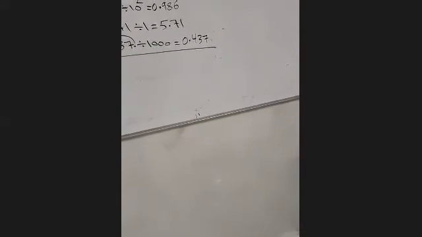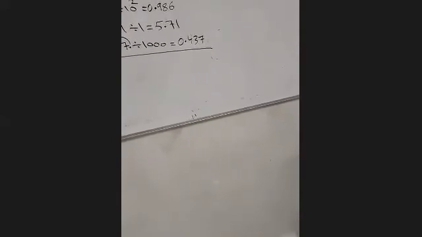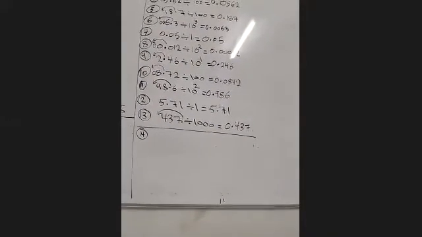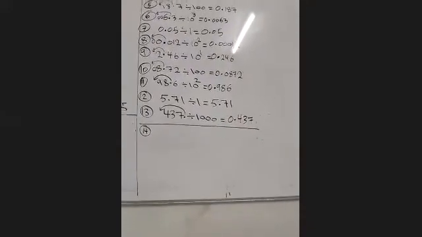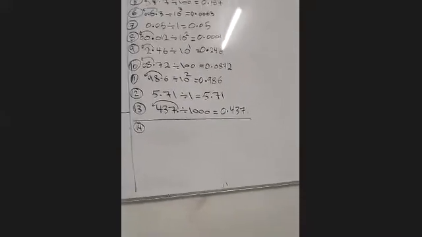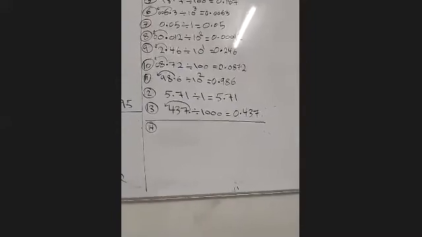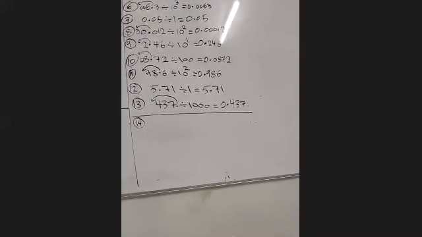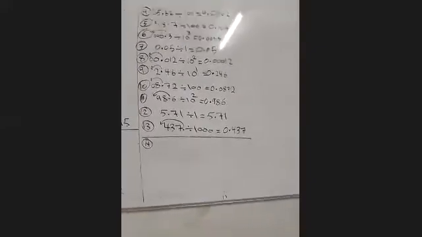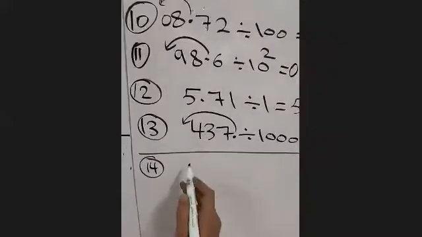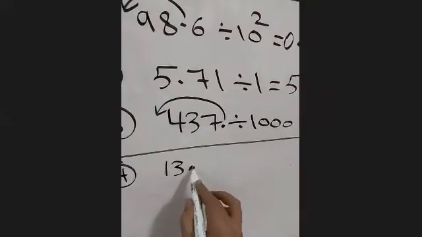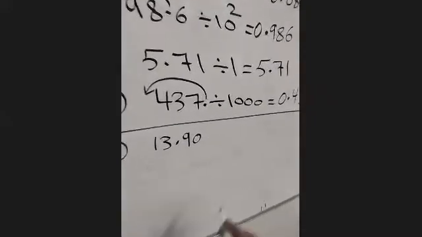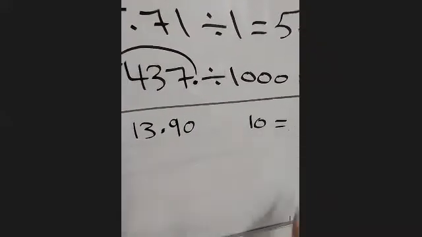Good. So we bought red beans, right? In the table, how many red beans do we have? 10. We have 10 from the red beans. The total cost of the red beans is 13.90, right? 13.90 is the total cost, and we have 10 cans of red beans.